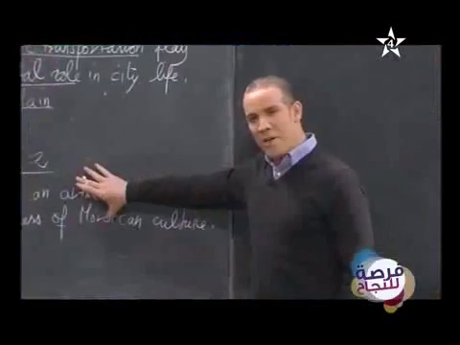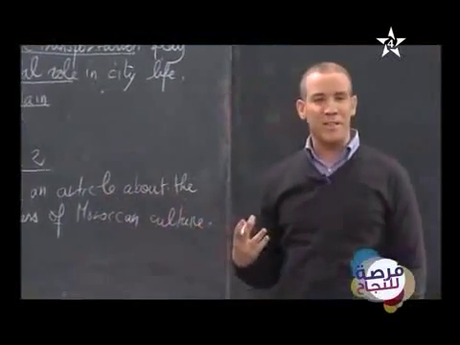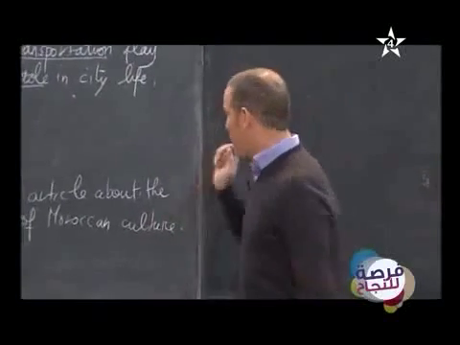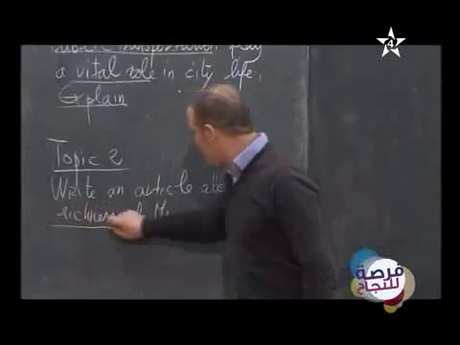So what are the words that we are going to underline in the second topic? Yes? Moroccan culture. Right, Moroccan culture. Riches, of course. Yes, and the article. Is that all? Right. So you see, you have already done the first step.